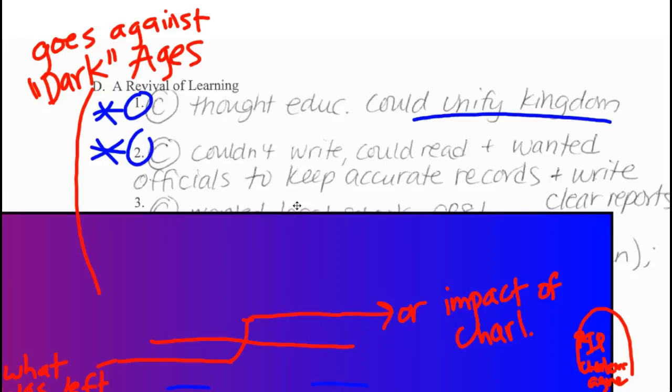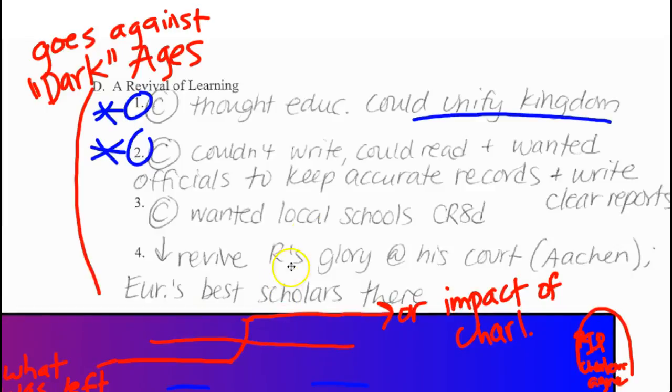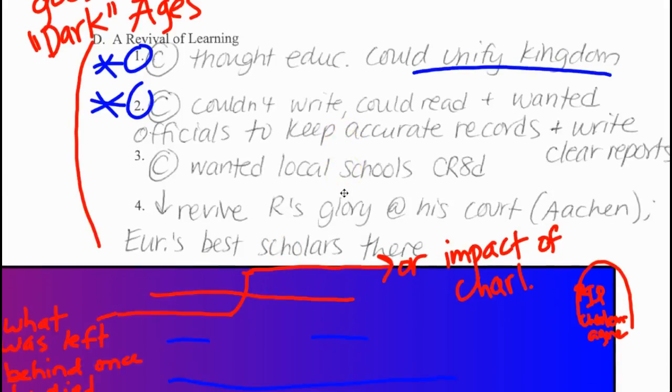And an important part of my number 2 fact deals with officials needing to keep accurate records and write clear reports. So make sure you have that information down. Local schools were created, and he wanted to revive Rome's glory by bringing Europe's best scholars there. So education was really important to him.